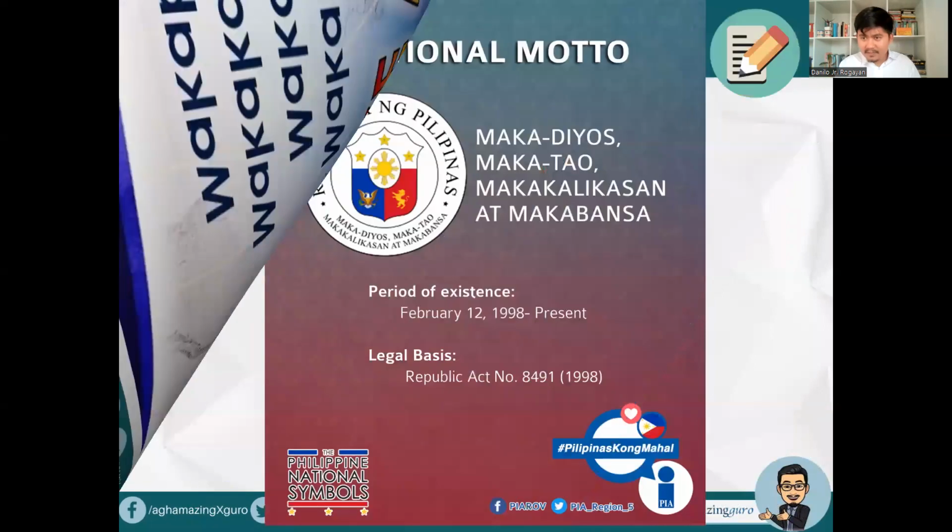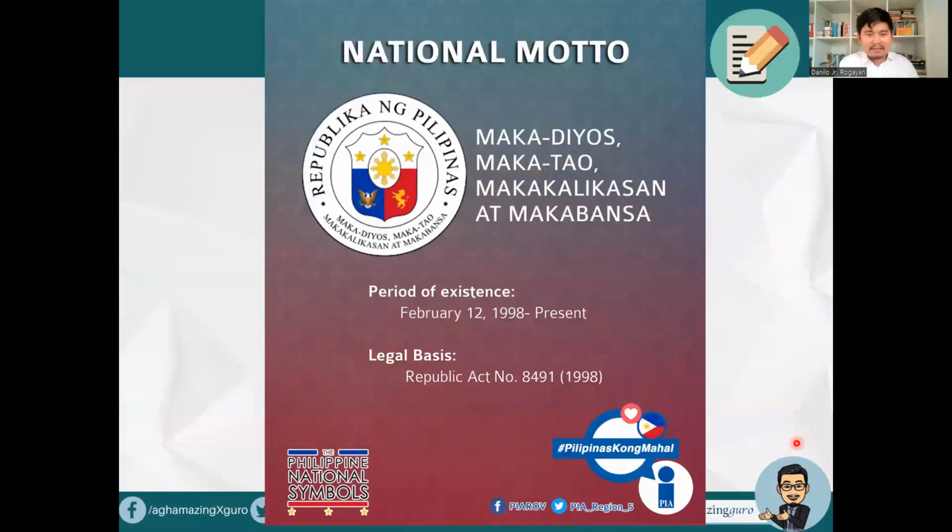And interestingly, itong apat na rin na ito is actually considered as our national motto in the Philippines. Makadiyos, makatao, makakalikasan, at makabansa. Okay? So the period of existence is starting February 12, 1998 until present, and the legal basis is the Republic Act number 8491. Okay, the flag and heraldic code of the Philippines.